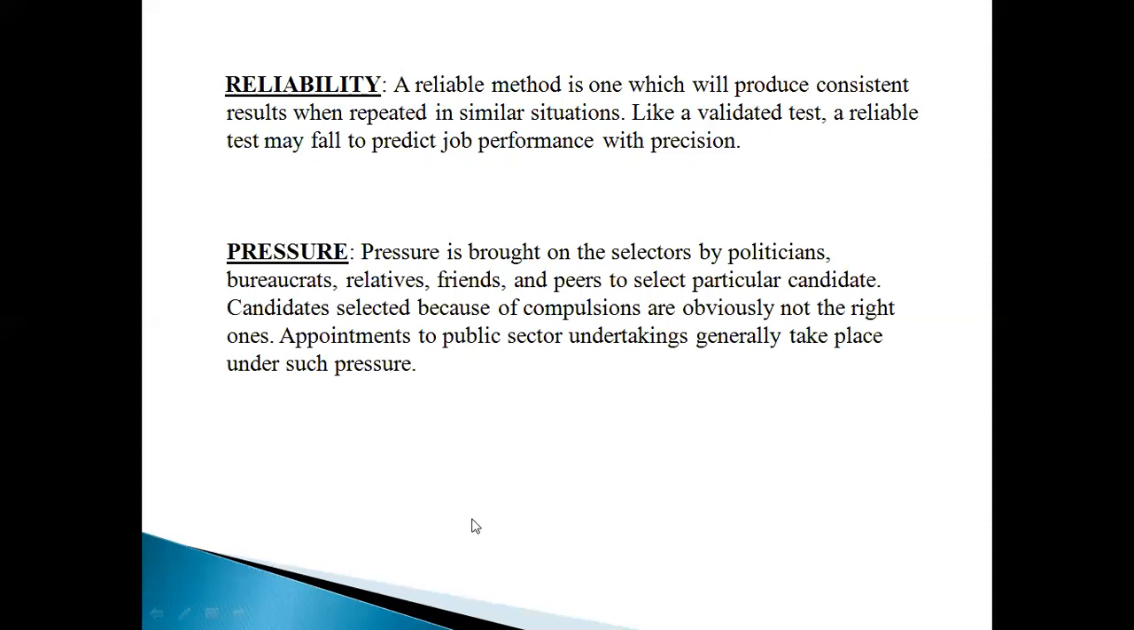Pressure. Pressure is brought on the selectors by politicians, bureaucrats, relatives, friends, and peers to select a particular candidate. Yes, this could also be a barrier to selecting the right candidate. Why? Because of the pressure from politicians, like placing their people, their family members into the organizations, or from relatives and friends, this could be an important barrier. So candidates selected because of compulsions are obviously not the right ones. Right candidates are never placed by applying this kind of pressure on the selectors.